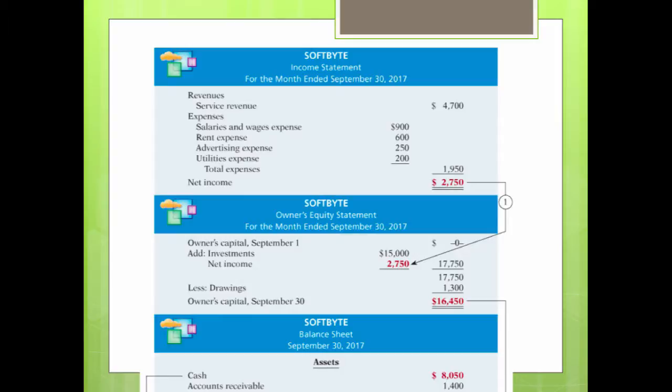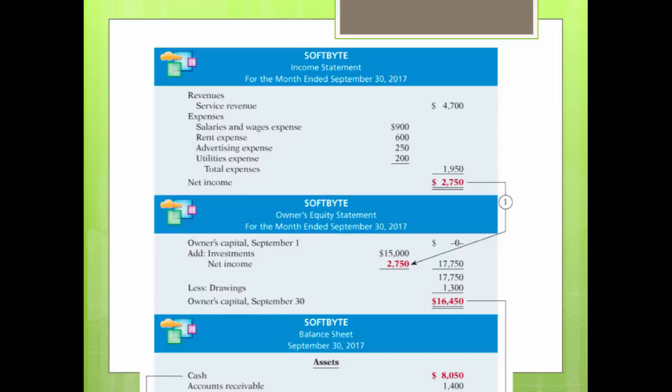Once you record the revenues and the expenses, you determine if your business has a net profit or a net loss by subtracting the expenses from the revenues. If your result is a positive number, then your business has a net income for the month. And if the balance is negative, then your business has a net loss. And we will record that here as net loss. In this example, the business has a net income, and it's a net income of $2,750 for the month of September.